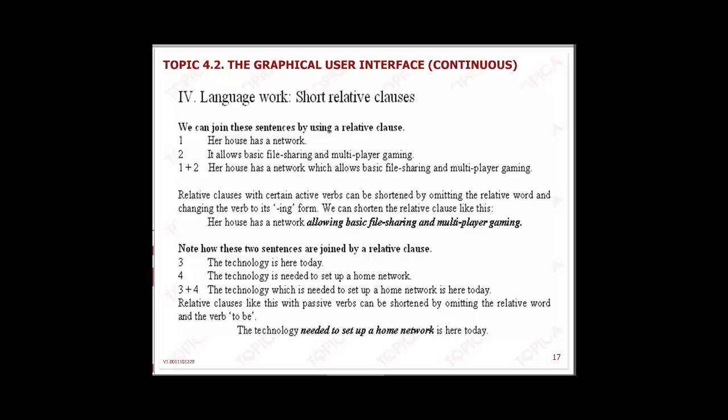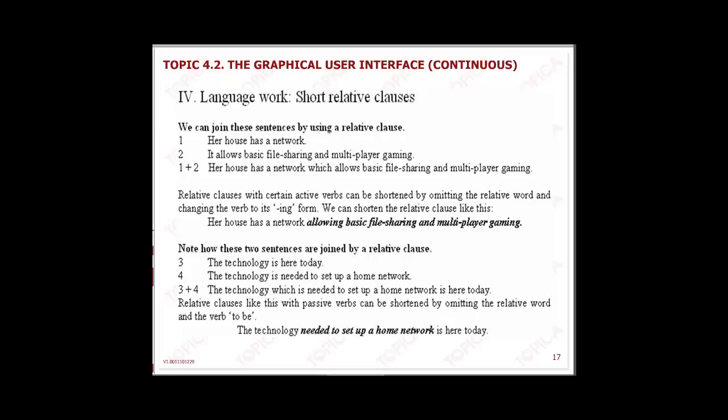Relative clauses with certain active verbs can be shortened by omitting the relative words and changing the verb to its ing form. We can shorten the relative clause like this: Her house has a network allowing basic file sharing and multiplayer gaming. Note how these two sentences are joined by a relative clause.